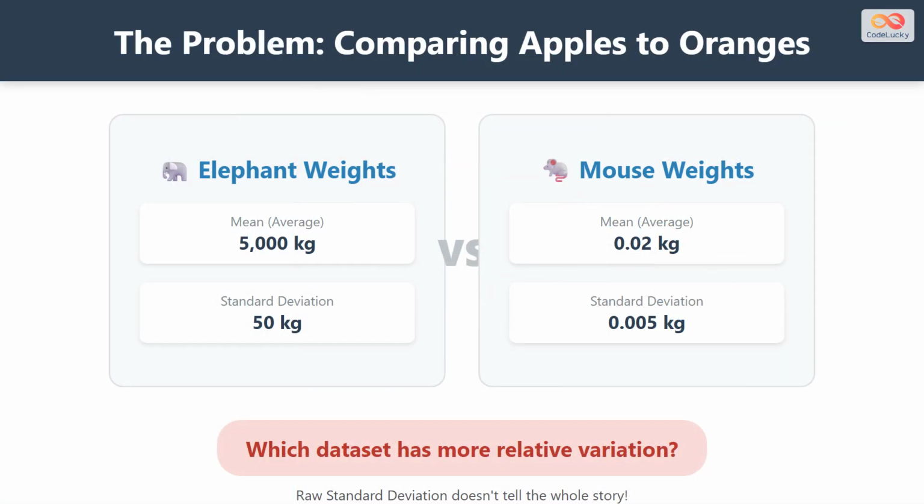Here is the problem. Imagine comparing the weight variance of elephants versus mice. An elephant's weight might vary by 50 kilograms, while a mouse's varies by a fraction of a kilogram. If you just look at the raw numbers, the elephant seems to have huge variation. But relative to its size, 50 kilograms is tiny. Just comparing the standard deviations directly is like comparing apples to oranges. It does not tell us which group is actually more variable relative to its own size.